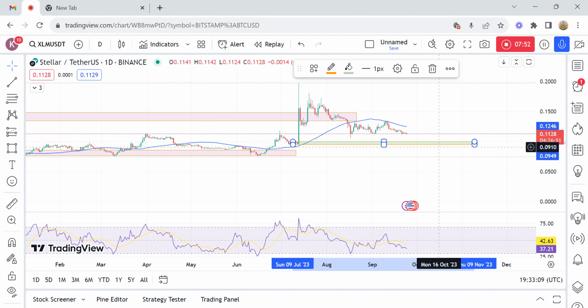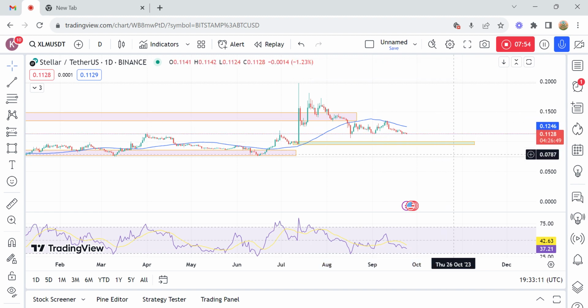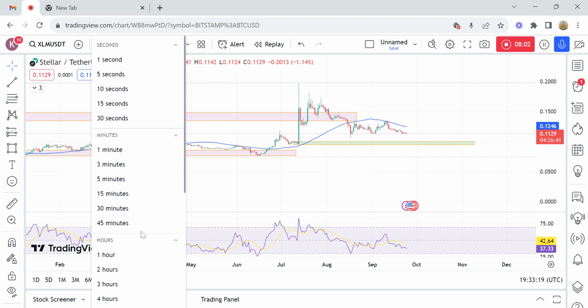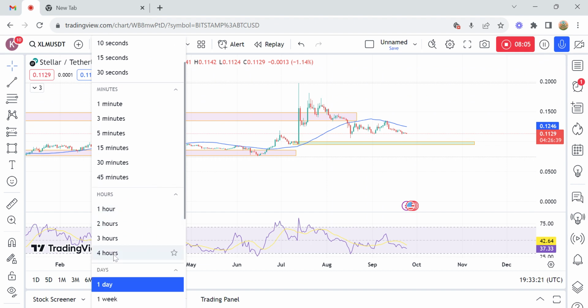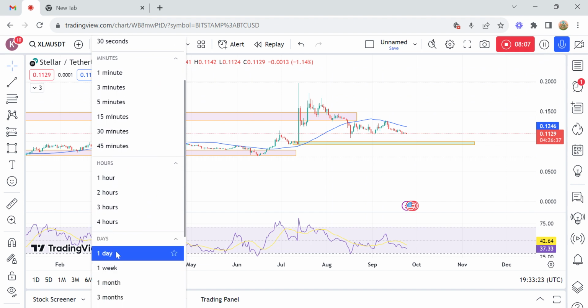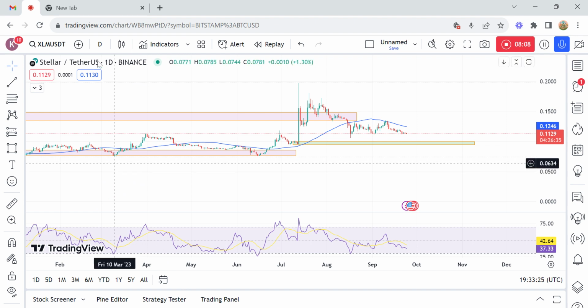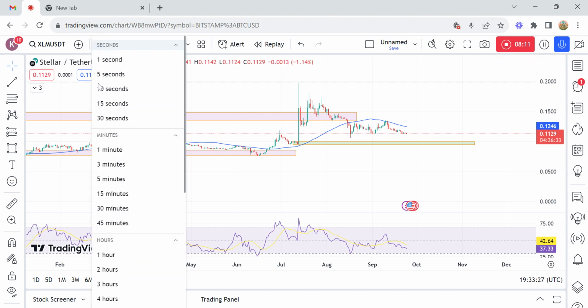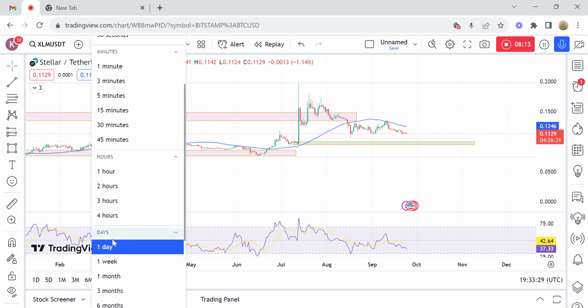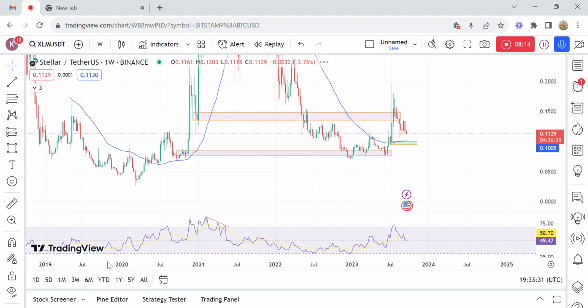If the market goes beyond this order block, then XLM will be heading down more. Let's go on to our weekly and find out what is likely to be the next stop for XLM.